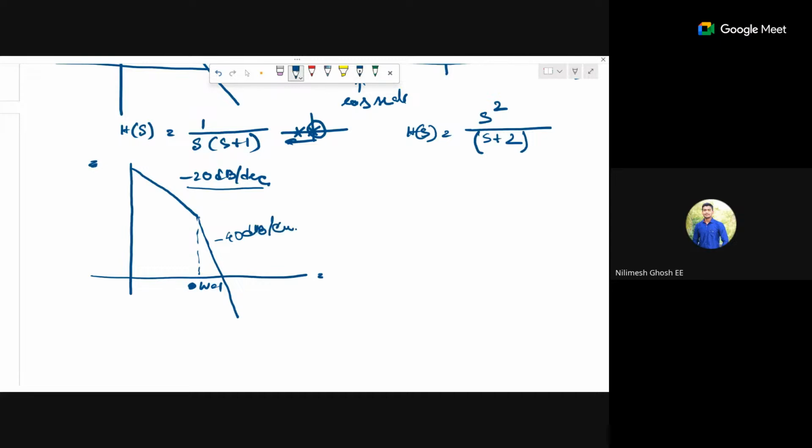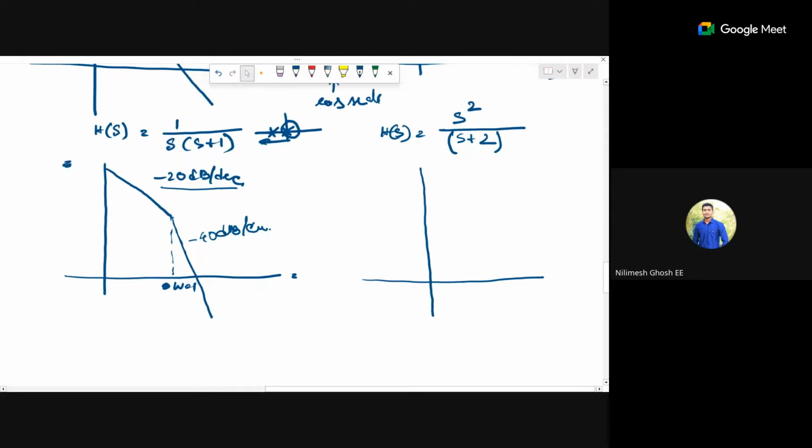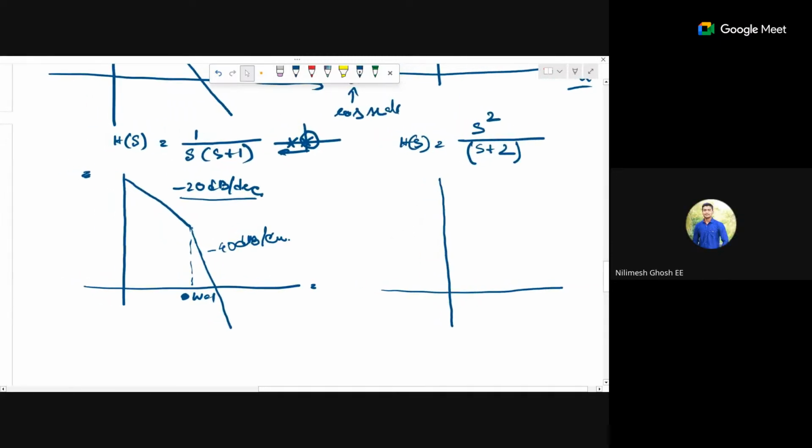Now for this one, what is the initial slope here? Can you tell me? It is plus 40, yes, because one zero gives plus 20, so two zeros will give plus 40. And then a pole comes, and this is plus 40 dB per decade.